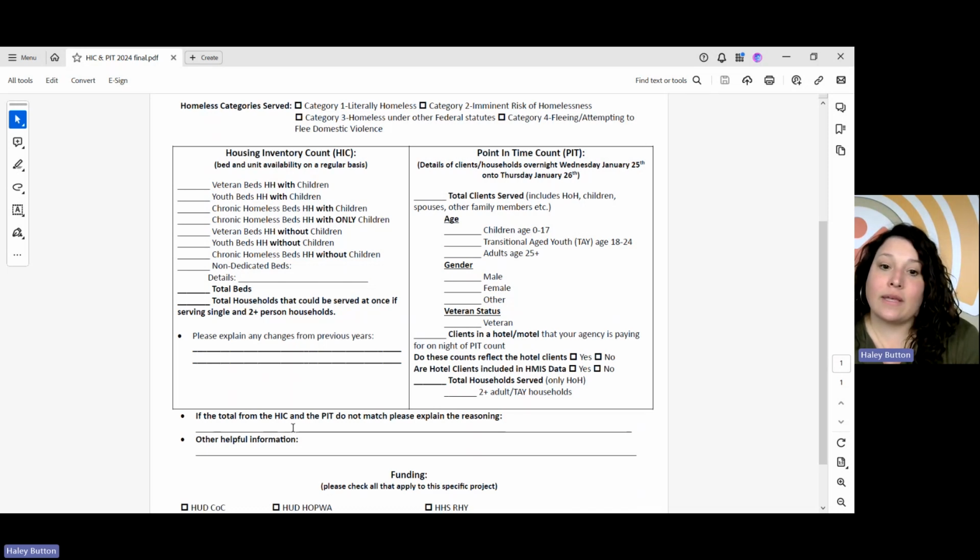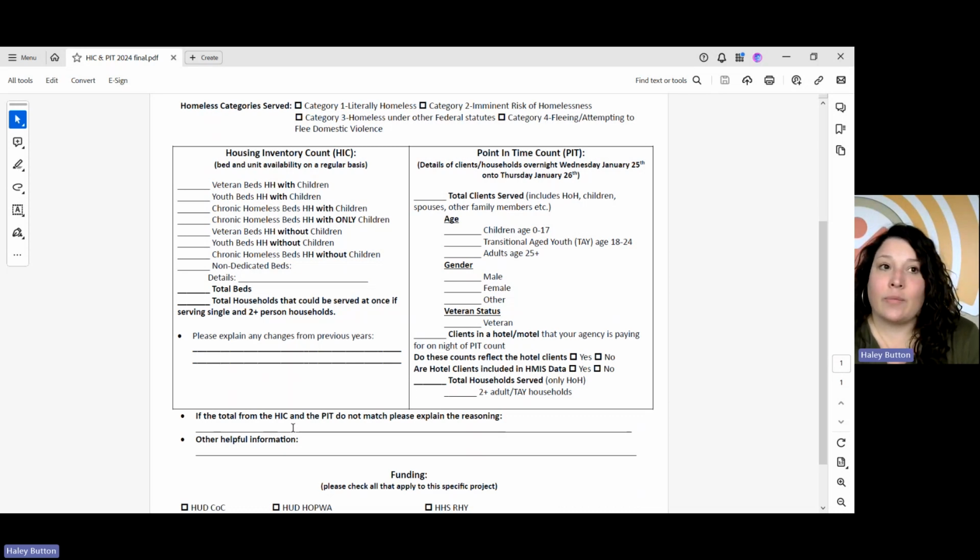After this, we have some information on if these numbers do not match, please give us a reasoning for it. We don't work with your clients directly, and so we're a little bit more of an outsider, and we have to try to make some sense out of what you are reporting. And then when we send off our reports to HUD, we need to be able to explain it. So if you are indicating that you served way more people than you have capacity for, we would like to know the reason. And it's not because we don't believe that that's true. We just want to be able to understand it.